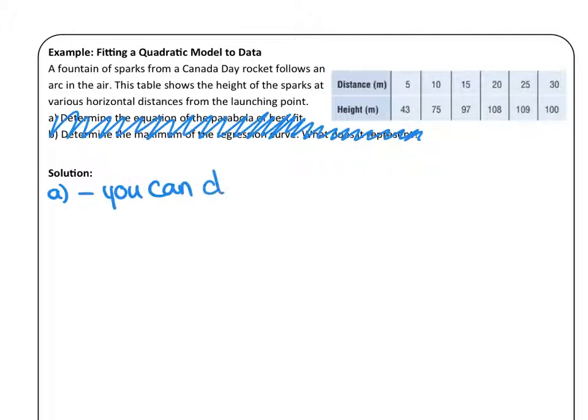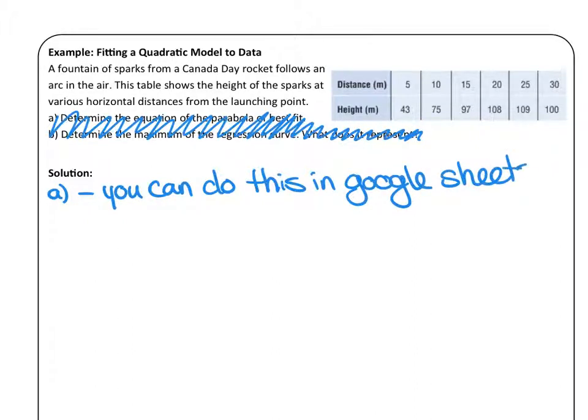You can do this in Google Sheets. I think that's why I wanted this one, because I wanted to tell you. You can do this in Google Sheets, and you can graph it and find the line of best fit and whatnot. And you can do it just like we would have done in our statistics unit, or with the linear models. You put the data into the table and you graph it, and then you choose the regression.